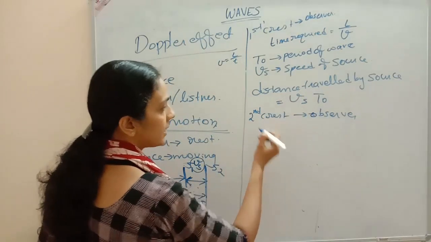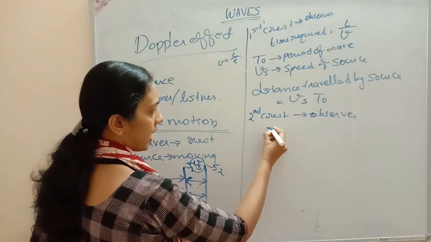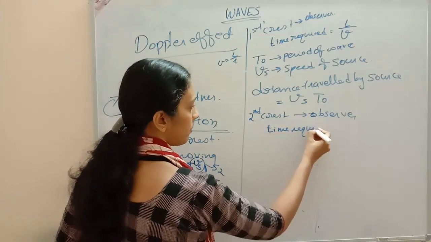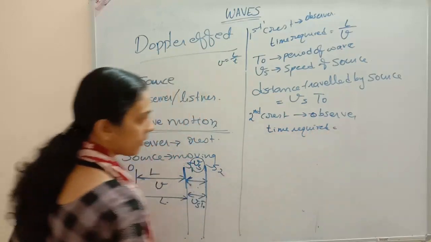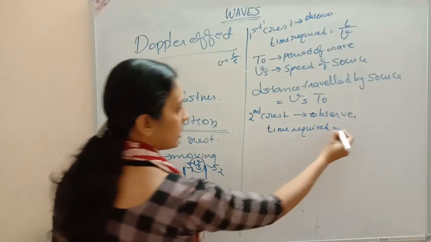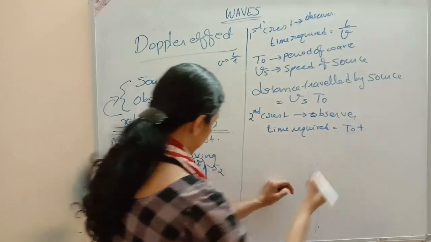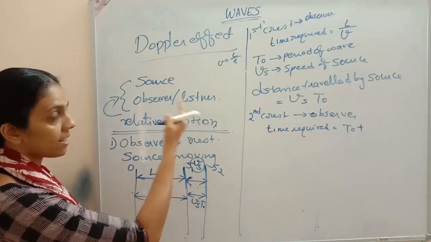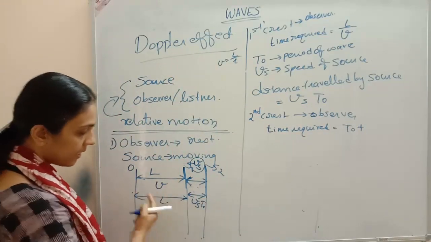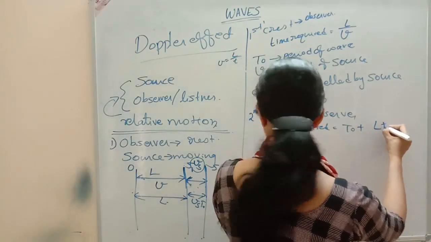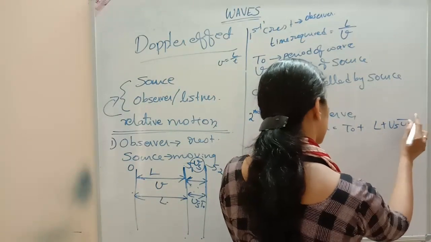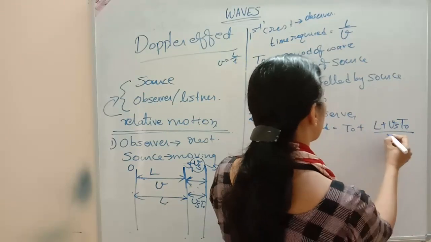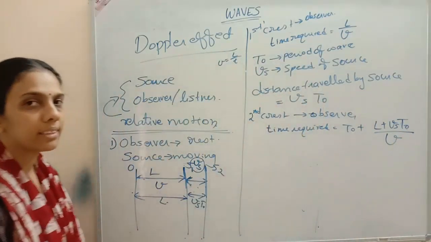Okay, so the second crest will take the time T. How can we find it? That will be T0 plus the time required. How can we find the time? Distance traveled divided by velocity. Distance traveled is L plus Vs into T0, divided by V. Right? Clear?